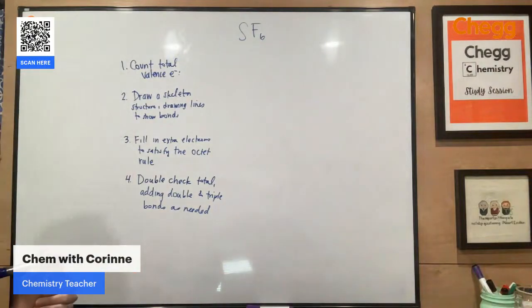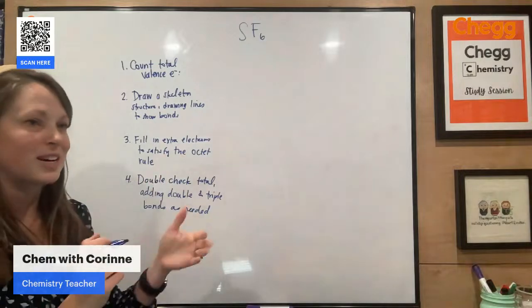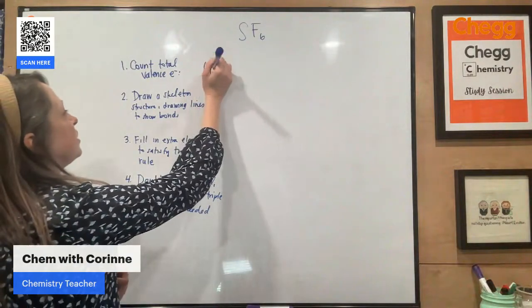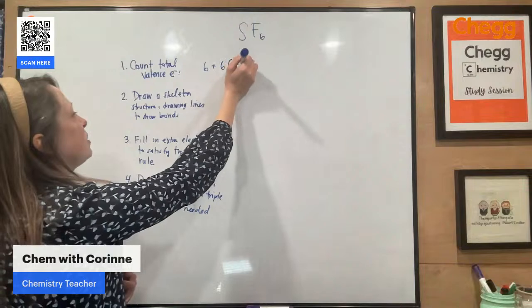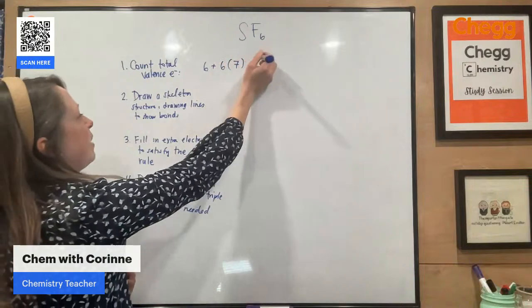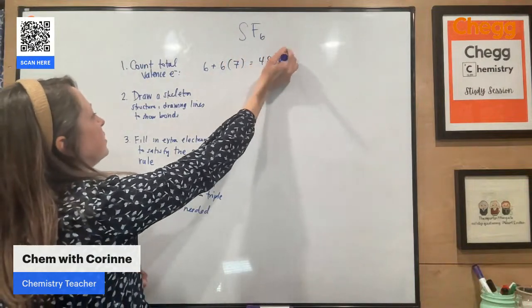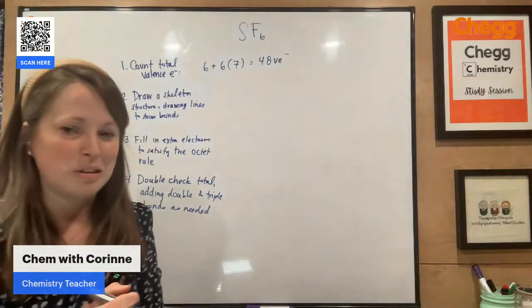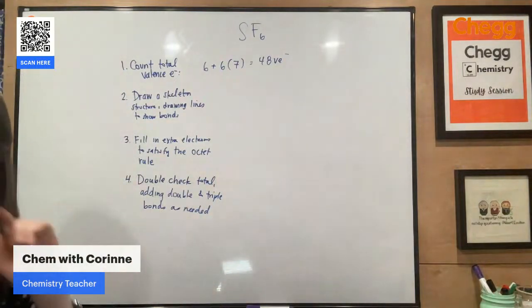All right, so let's look at sulfur hexafluoride. So sulfur, same process. So sulfur has 6. We have 6 atoms of fluorine. Each one has 7 electrons. So we're going to have 48 electrons to place. So already you look at that and you're like, how is this even going to be possible? Just wait. Let's do this.